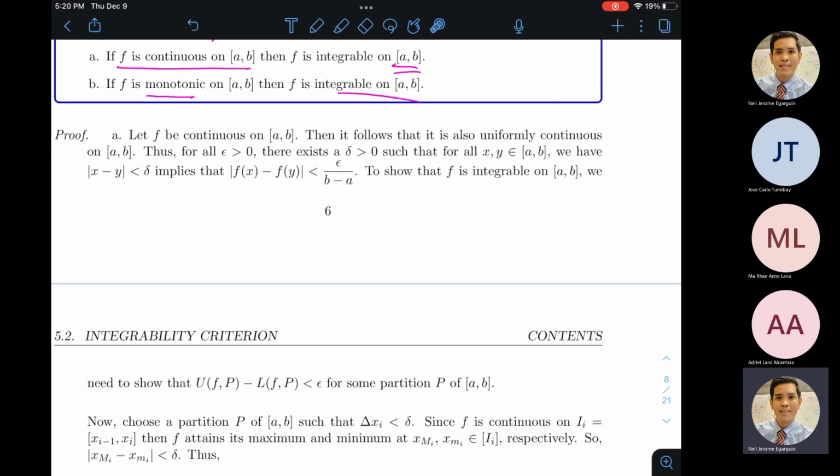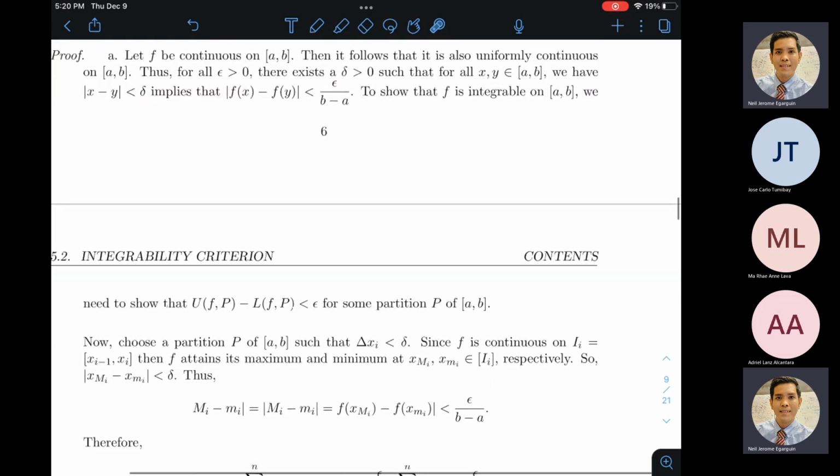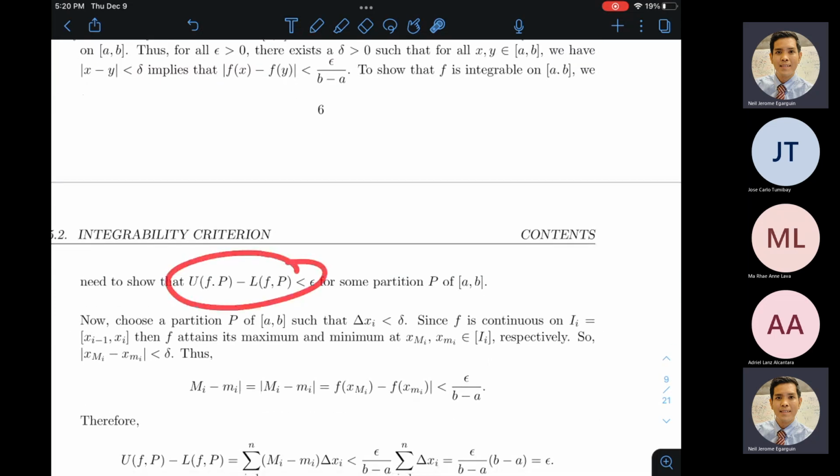All right? Now, to show integrability on the closed interval AB, we can borrow Theorem 5.1. We want to show that the upper Riemann sum minus the lower Riemann sum will be less than epsilon for some partition P of AB. Gagamitin ko yung Theorem 5.1 to establish Theorem 5.2 Part A. Okay? Now, paano ko siya gagawin?